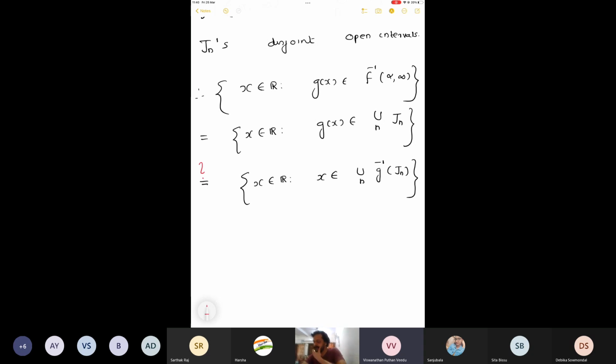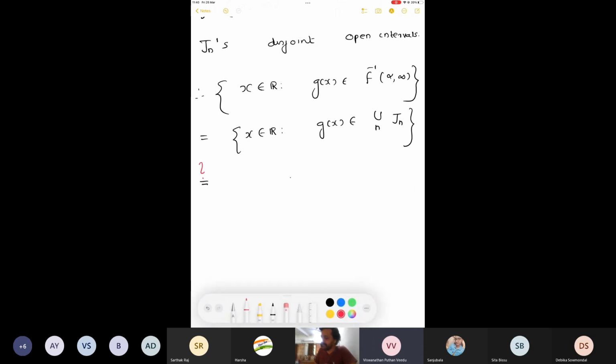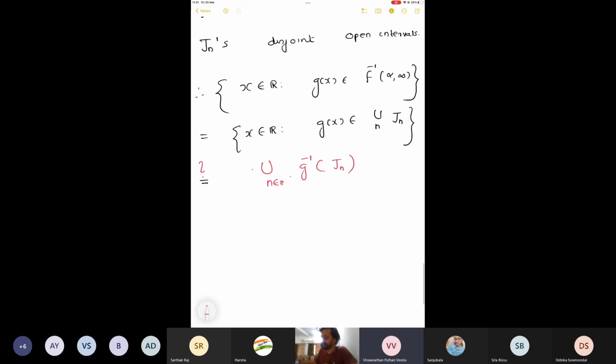The union of g inverse of Jn is anyway in R. So in fact I can say that this is exactly equal to the union over n of g inverse of Jn. This is my claim. Convince yourself with this claim. If I am wrong, you can get back to me.